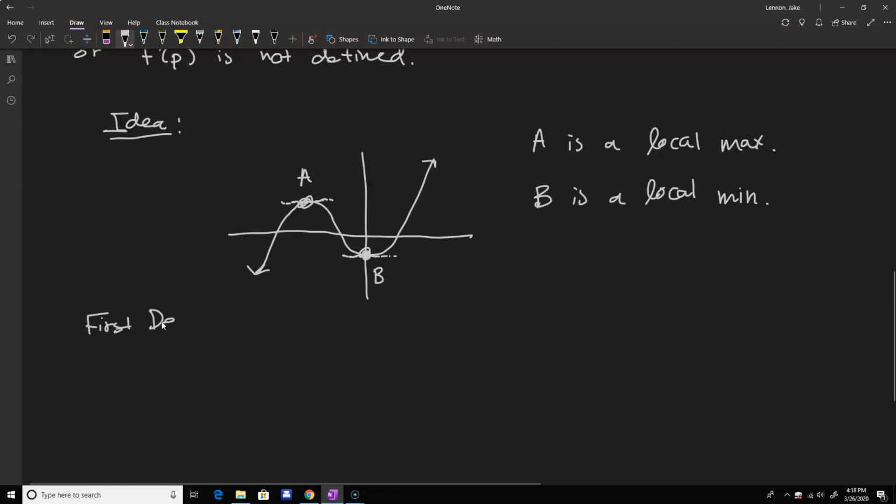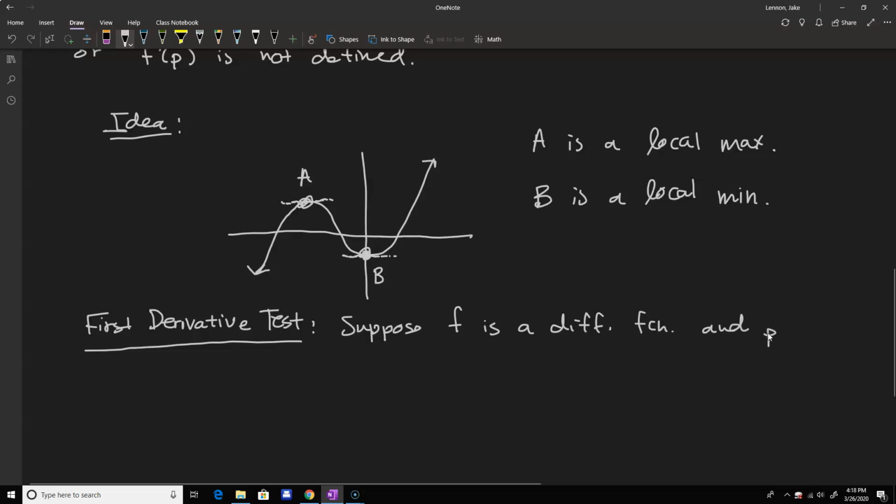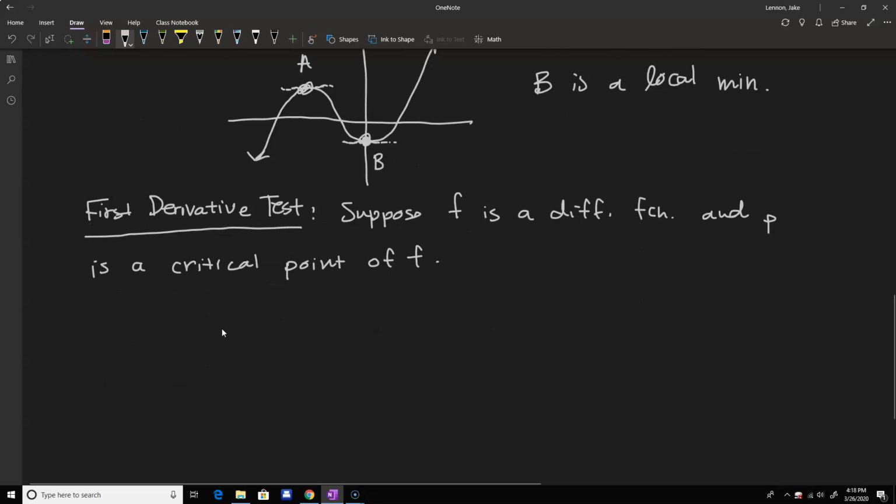It's one of the great tools of calculus that we use all the time. So we suppose, again, that f is a differentiable function, and p is a critical point of f. So there's two kind of conclusions here. One if you have a local max and one if you have a local min.